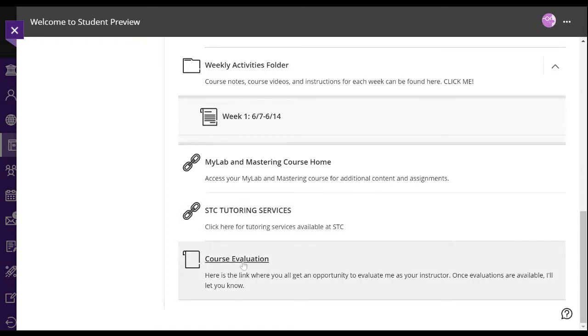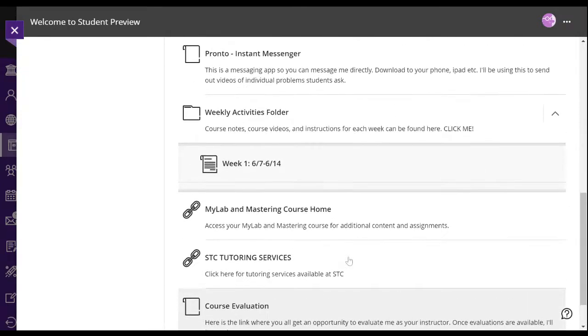And then the last link here is for the course evaluation. It's not available yet because the college opens it up the last week or two of summer classes. But it's an opportunity where you guys get to evaluate me, and I highly encourage you. Tell me what you like about the class. Tell me what you think I can improve. Okay, all that kind of good stuff. But everything you need is right here, guys.